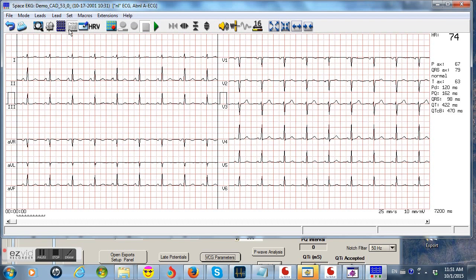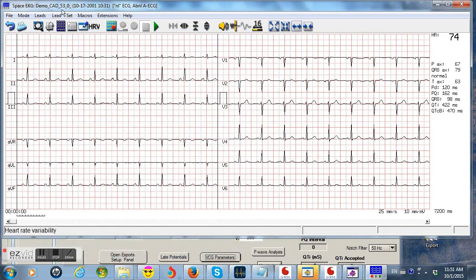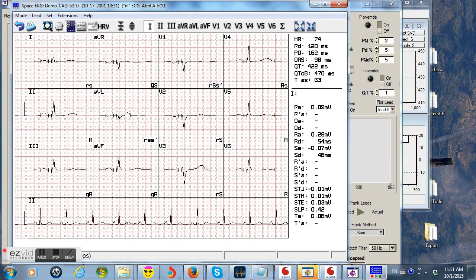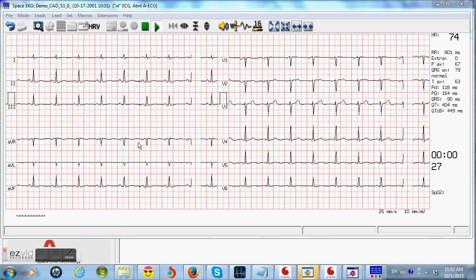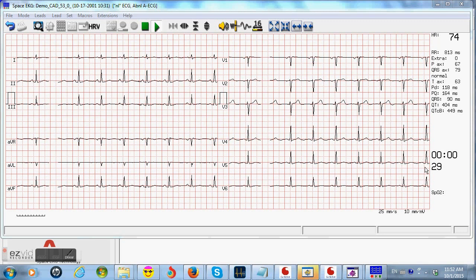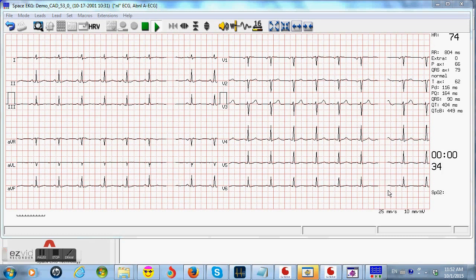Let's go in, see what the automated diagnosis is in this case. And yeah, it picks up the possible left atrial enlargement. We'll also go in and take a quick look at lead AVL, just make sure there's not a Q wave there. There isn't, so there's no sign of old MI in this tracing. Now let's go in, we'll start running the recording, and we're about 30 seconds in here now.